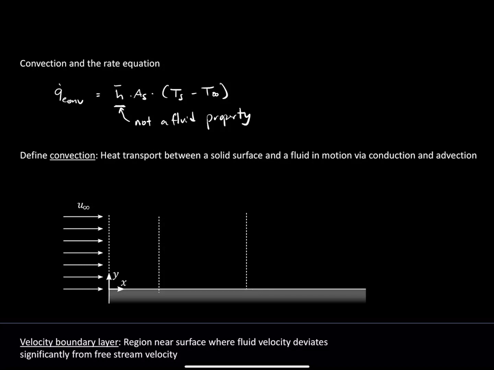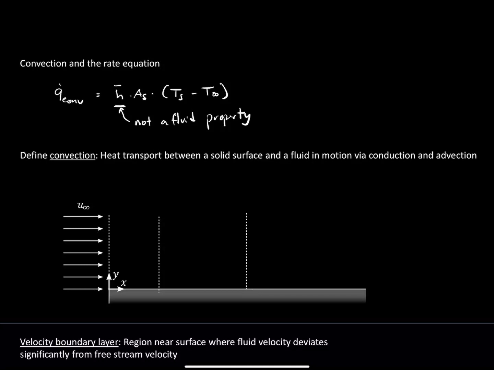So what is h? Well, h is a coefficient that we compute that lets us predict the rate of heat transfer given these other conditions, the surface area and the temperature difference. So it's really like a catch-all for all the physical mechanisms that are involved in moving heat from a surface to a fluid. So let's define what we mean by convection.